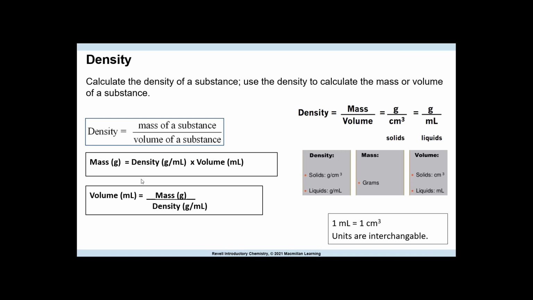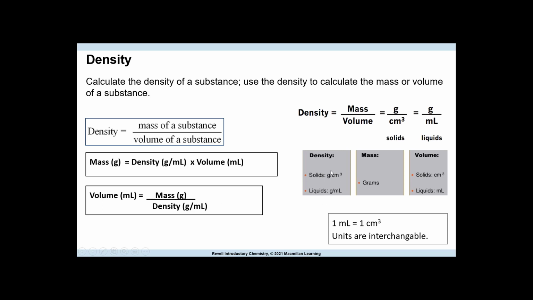Density. Calculate the density of a substance. Use the density to calculate the mass or volume of a substance. So this is where you can change it around and solve for what you need. Density, the formula is mass, grams over mils. But if I wanted mass, mass will give me grams. I have density times volume. The mils will cancel out and it will give me my grams. If I want volume, it's mass over density. The grams will cancel out and it will give me mils.